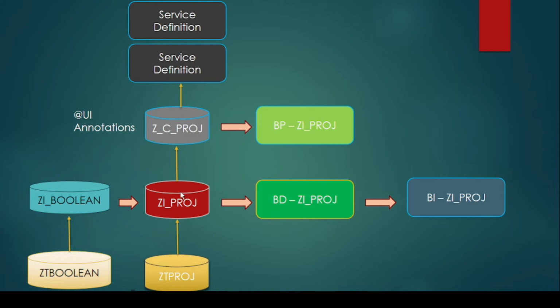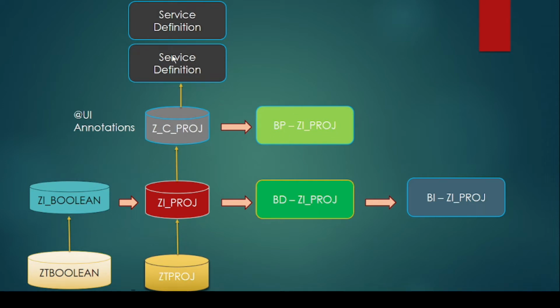Next, we'll create a projection out of this ZI project, and we'll attach our UI annotations. There is a way that we can create metadata extensions also, and there we can separate the UI annotations. But to make it simplified, I have kept the UI annotations inside this consumption view itself. Here we'll project the same behavioral definition at this level of the consumption view.